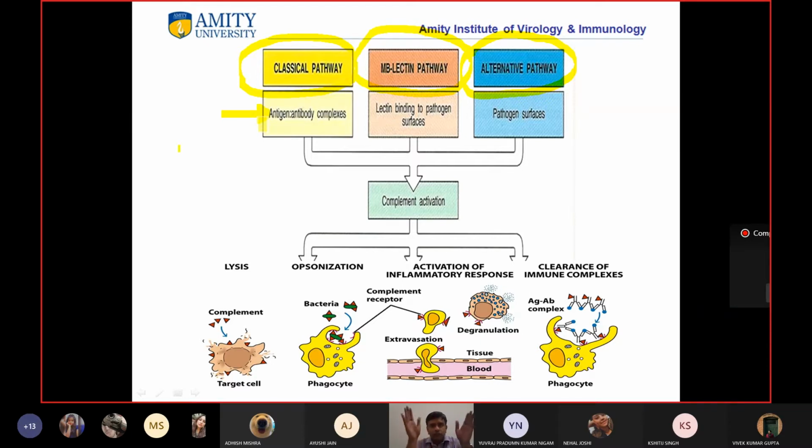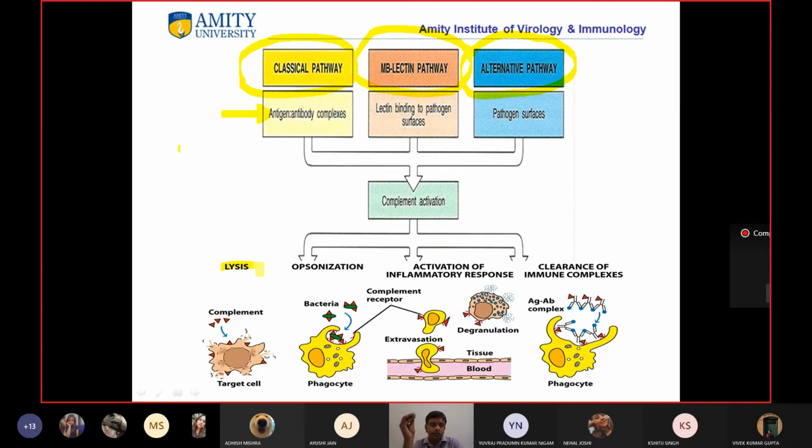Once they are initiated, after a few steps all merge at a common point, and ultimately it leads to complement activation, and then complement can do a lot of things. Let's see what it does. One of the most important things is lysis. Paul Ehrlich and Jules Bordet also said that apart from antibody, there is something else which is required for the lysis of bacteria. If lysis happens, the bacteria will be killed.